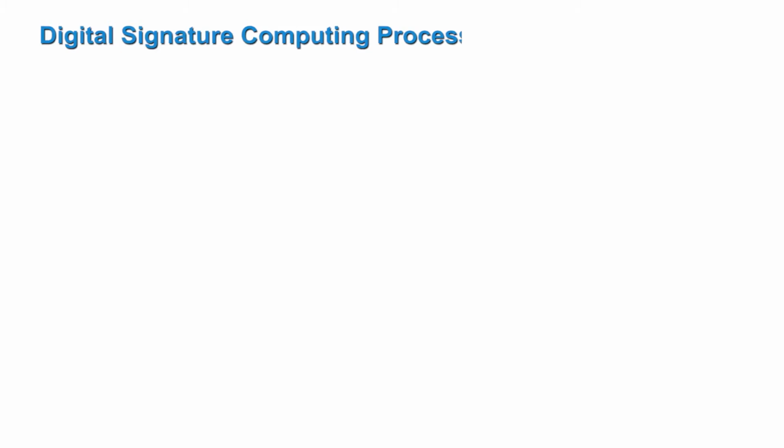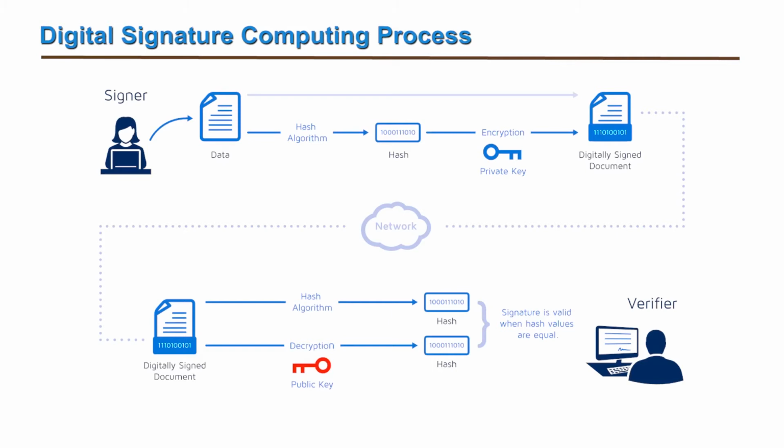Let's see the digital signature computing process. First of all, during the exchange of electronic messages, the sender or the key supplier shares the public key with the communicating users. Message digest is a small piece of information created using a hash function on the message, and then the message digest is encrypted using the private key of the sender to form the digital signature.